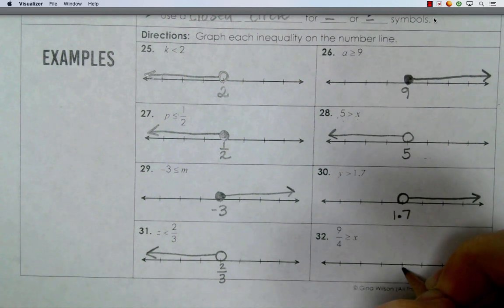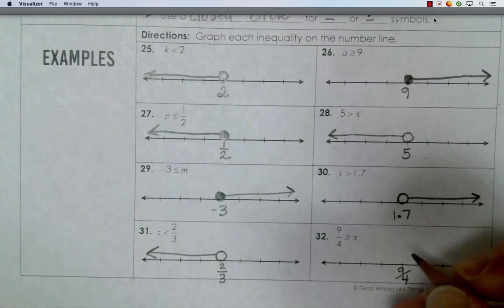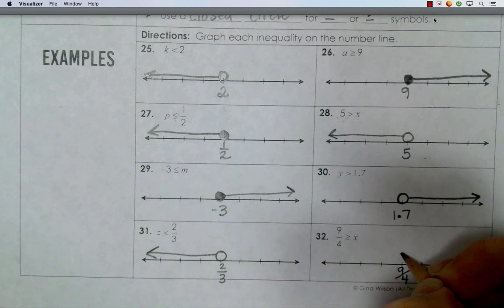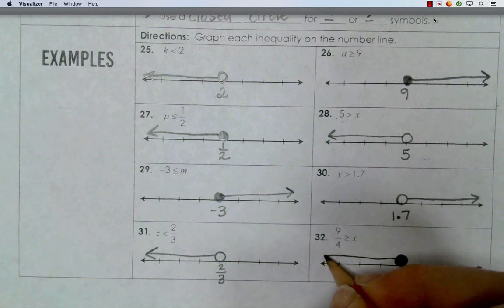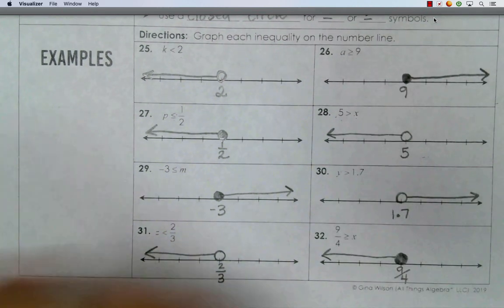So 9/4 is greater than or equal to X. So greater than or equal to, closed circle. And if 9/4 is bigger than X, then X must be smaller. And that is it, my friends.